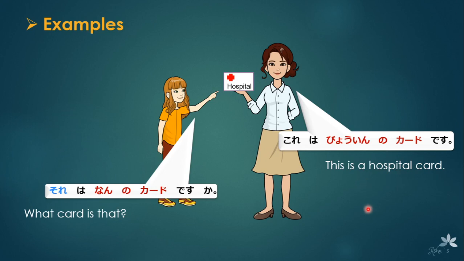For more examples, you can look into Renshu A, third example from the textbook. Now let's consider the situation when N1 is a person. In the same sentence, Kore wa N1 no N2 desu. Let's see when N1 is a person.